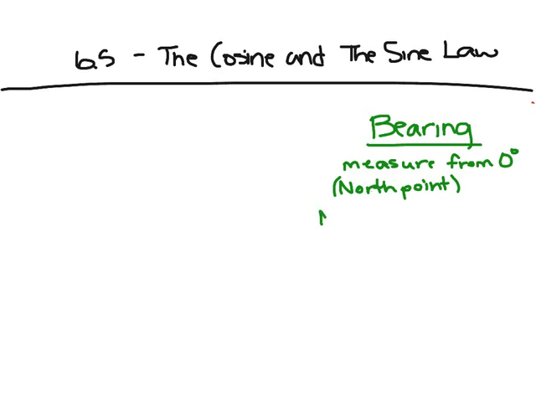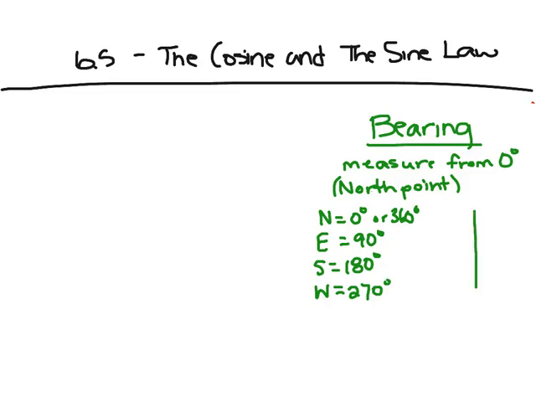So north is equal to 0 degrees, or 360 if you take a full circle. East is 90 degrees. South is 180 degrees, and west is equal to 270 degrees.